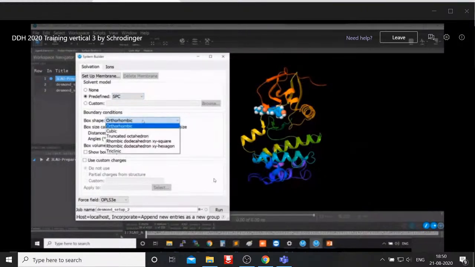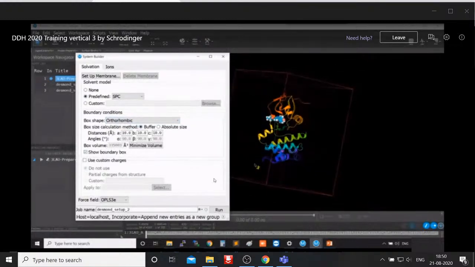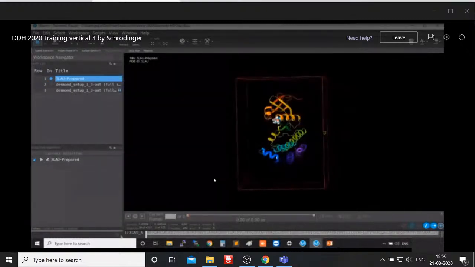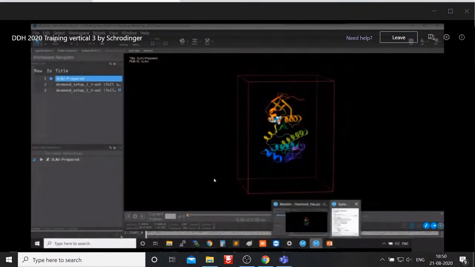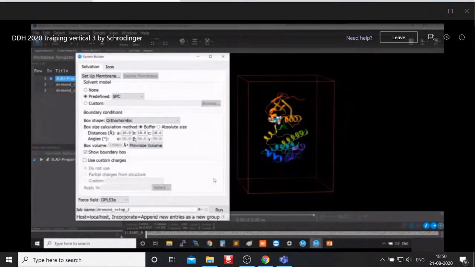There are various types of boxes present. By default it is orthorhombic, but you can have cubic, truncated octahedron, rhombic, or triclinic. Normally we go with orthorhombic or cubic. You can see the box here. Once you click on show boundary box, it will show you how the boundary box is placed. This is a periodic system. You can click on minimize volume, and everything is considered, meaning your protein will be placed inside the box, at the center of the box.